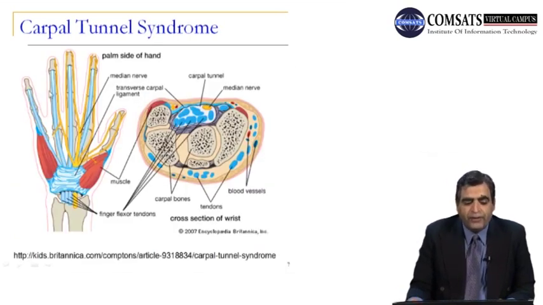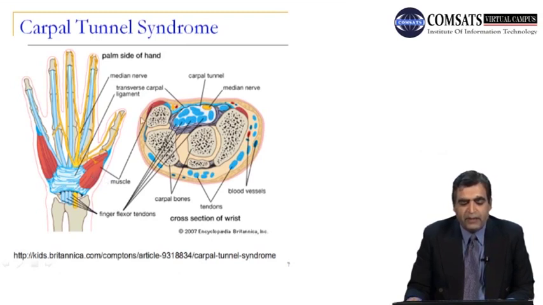Let's see the figure. This is the palm of the hand, and this one is the median nerve, and this one is the transverse carpal ligament, and these are basically the muscles around it. Then these blue things are the finger flexor tendons. On the left side, you will see the cross section of the wrist. These are the carpal bones, and these are the tendons covering around it, and these are the small blood vessels, and this is the carpal tunnel. Between this is the median nerve, which when inflamed is pressed, and then it causes numbness and so on.